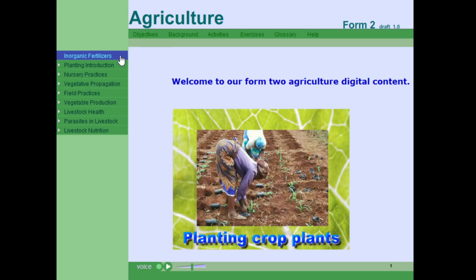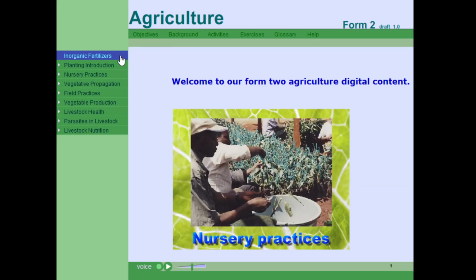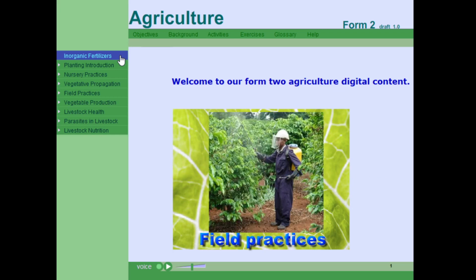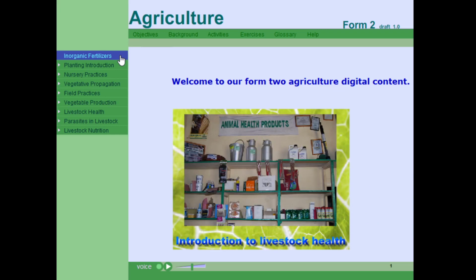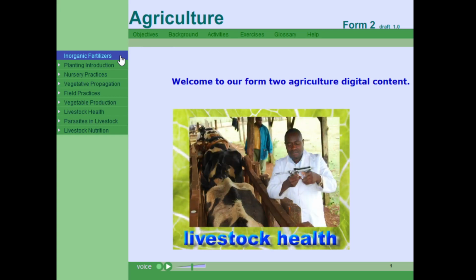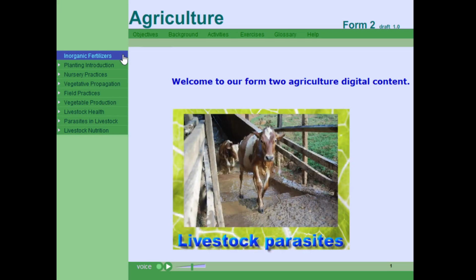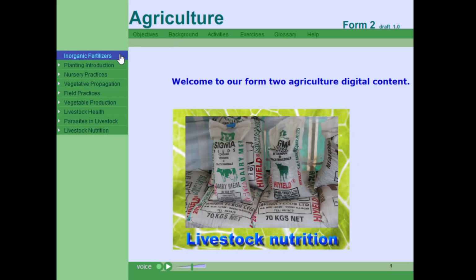planting crop plants, nursery practices, field practices, vegetables production, introduction to livestock health, livestock parasites, and livestock nutrition.